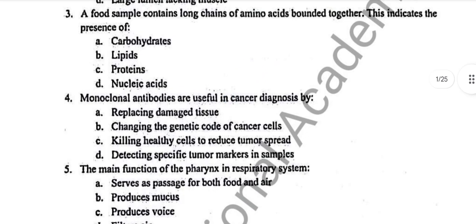Question number 4. Monoclonal antibodies are useful in cancer diagnosis by A. Replacing damaged tissue, B. Changing the genetic code of cancer cells, C. Killing healthy cells to reduce tumor spread, D. Detecting specific tumor markers in samples. And the correct option is D. Detecting specific tumor markers. Monoclonal antibodies bind specifically to tumor antigens for diagnosis.